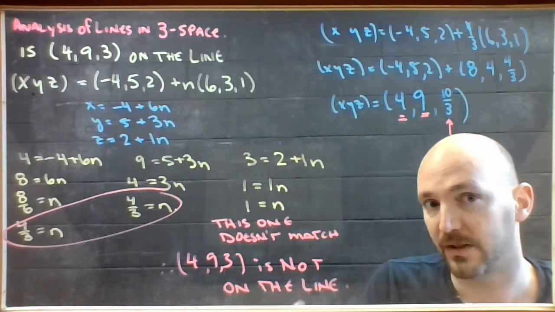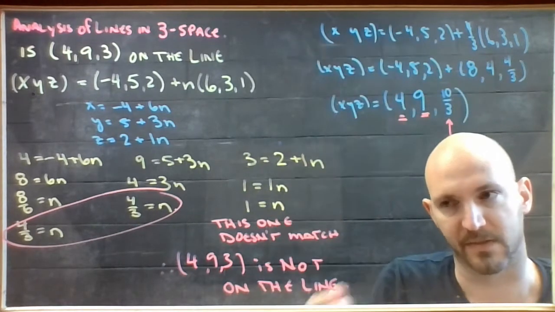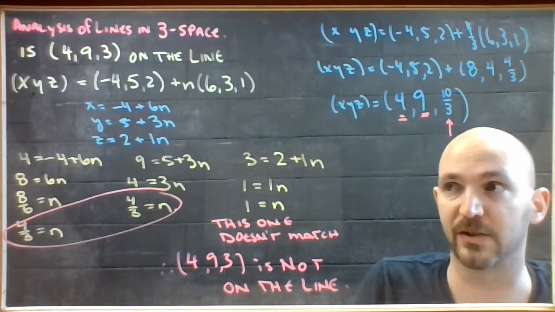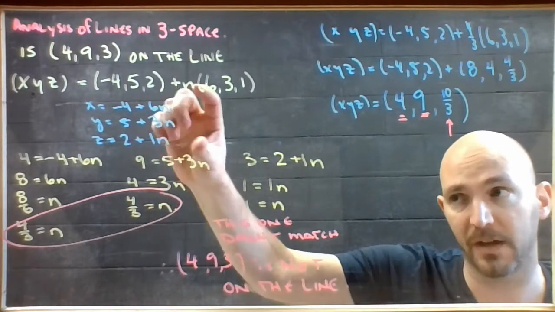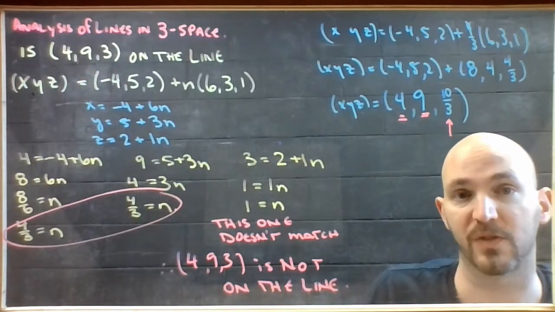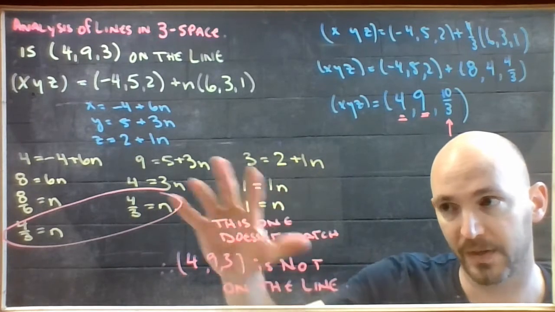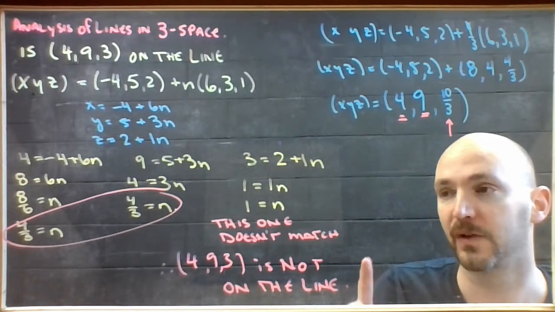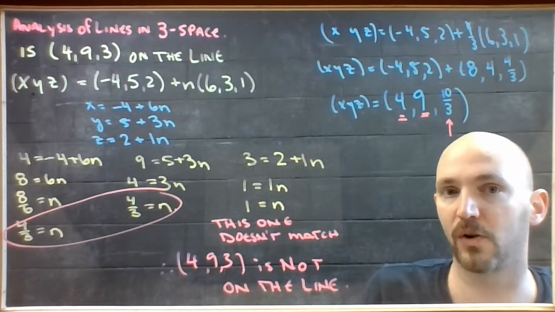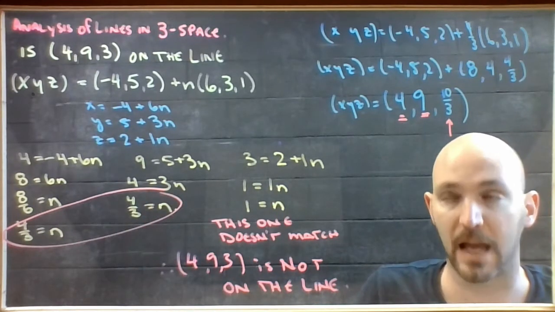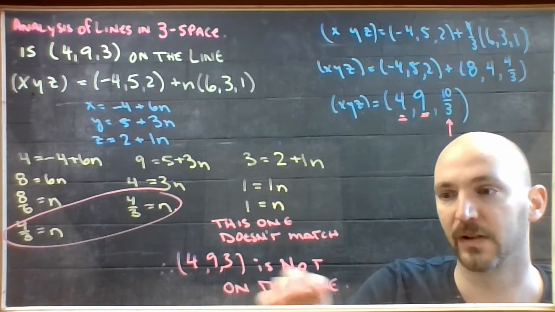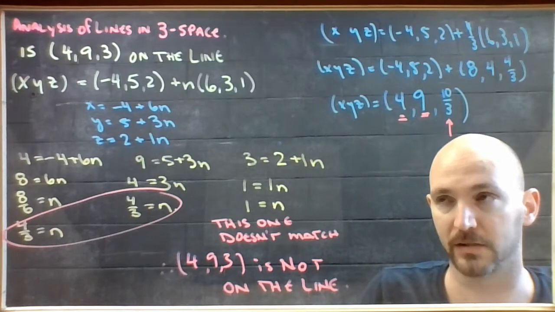So all you need to do to check, I mean, this wasn't necessary, this was just to show you what happens when you use this value in this equation, is to take your parametric equations, plunk in the coordinates of the point you're trying to check, work through this process, and if, and only if, you get the same number for n in all three calculations, that point is on the line. If even one of them is different, then that point is not on the line.